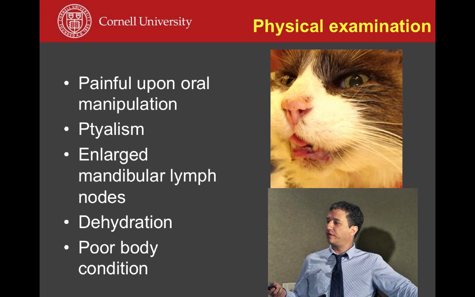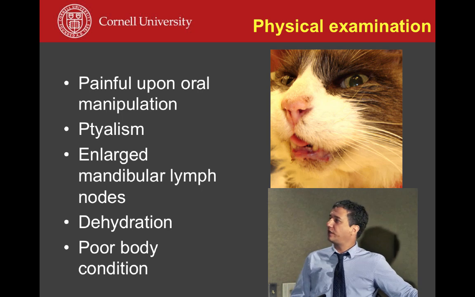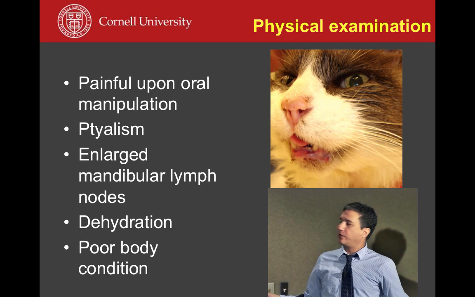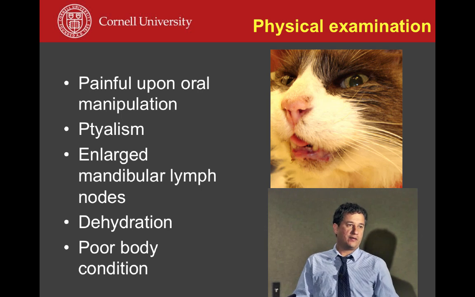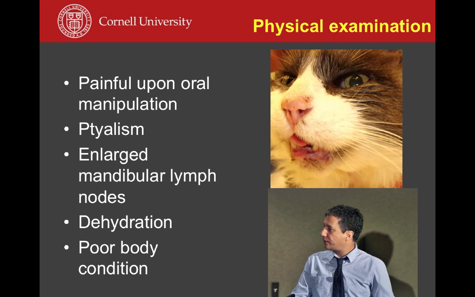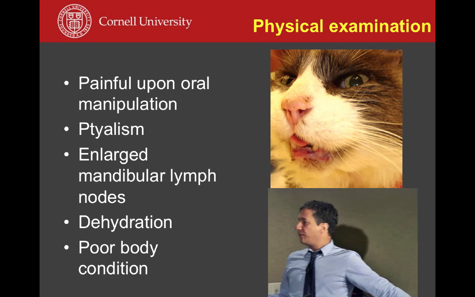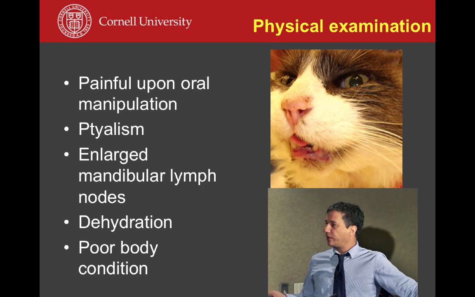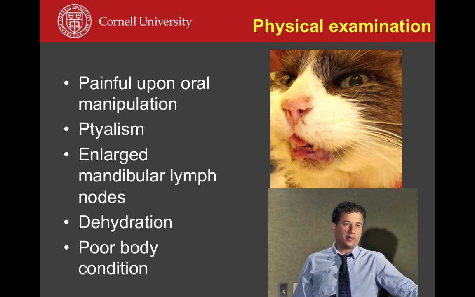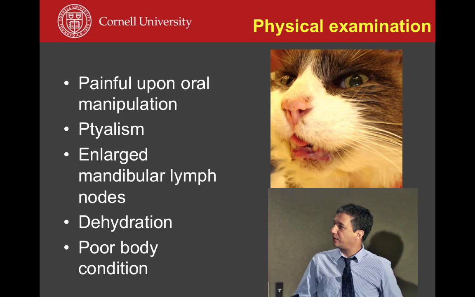You have to be very, very gentle and patient with these cats, and also careful because they can react aggressively or violently because of the pain. Mandibular lymph node enlargement is very common. Typically they have at least mildly, sometimes severely enlarged mandibular lymph nodes. They can present with some degree of dehydration, sometimes severe, and they can also be in a poor body condition from the fact that they can't feed themselves properly.